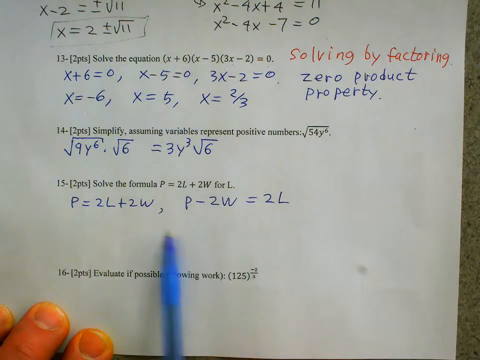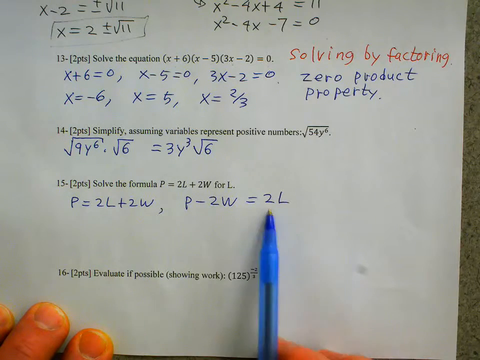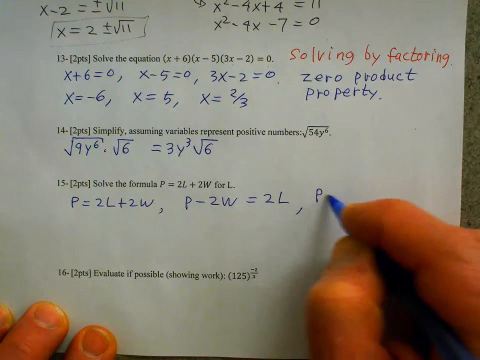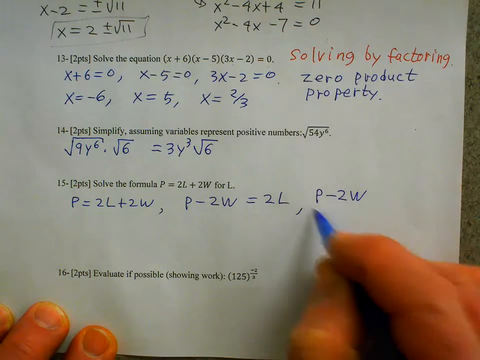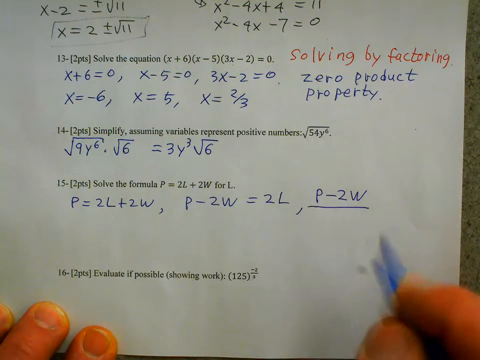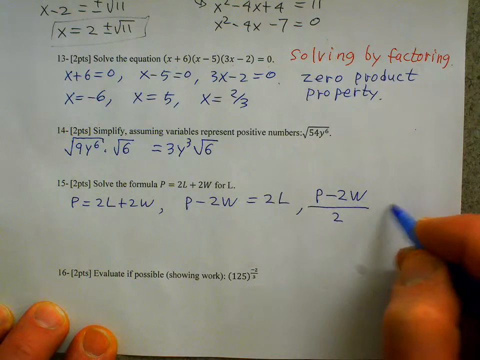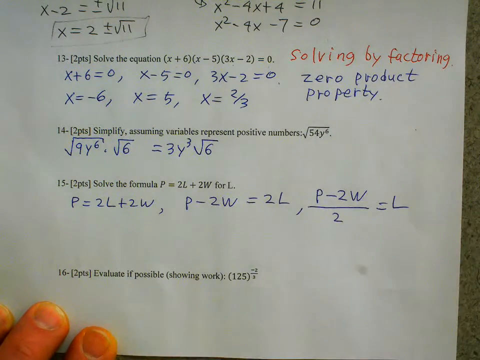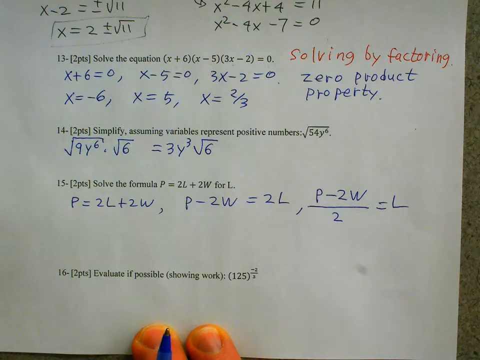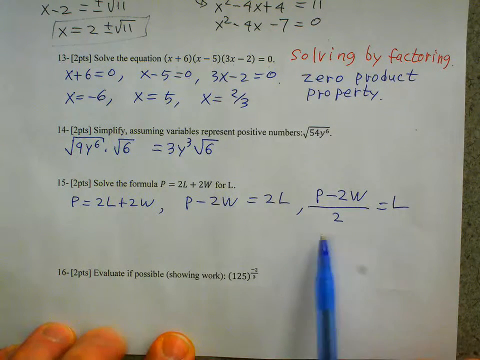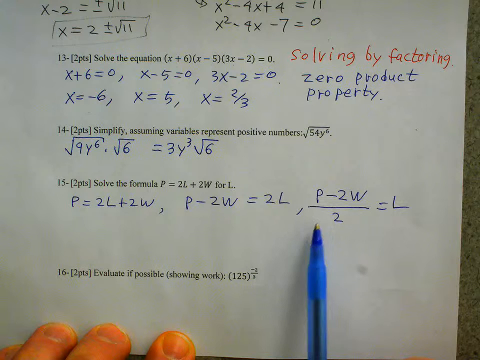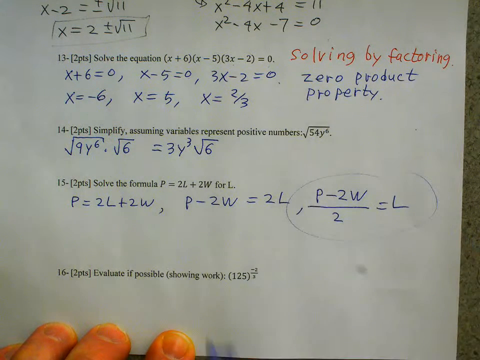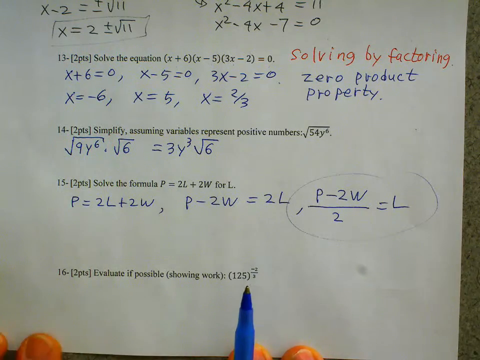And then divide every term on both sides by 2. So remember to divide everything, the entire quantity P minus 2W by 2. 2L divided by 2 is L. A correct answer can be in a different form, but you don't need to get fancy, just leave it like that.